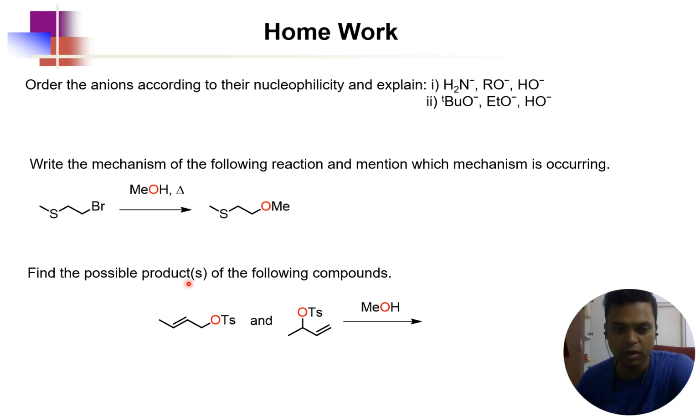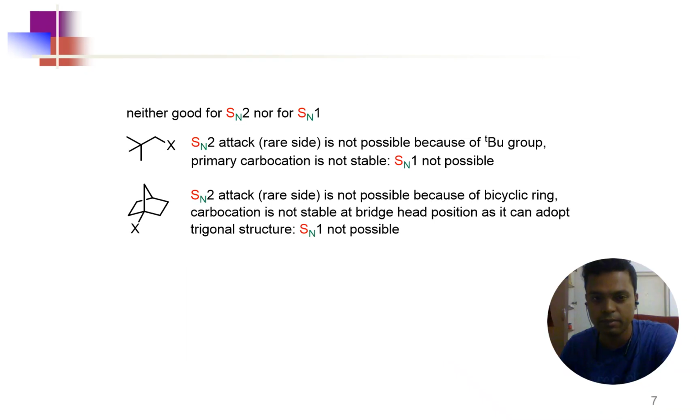Find the possible products in the following compounds. This is again the anchimeric effect. So this will be attacking. From both cases, you are supposed to get a similar product ratio. So that is one of the examples.